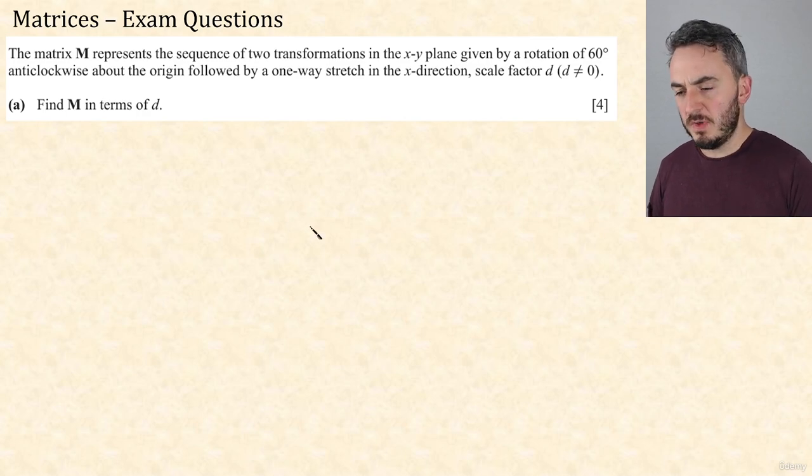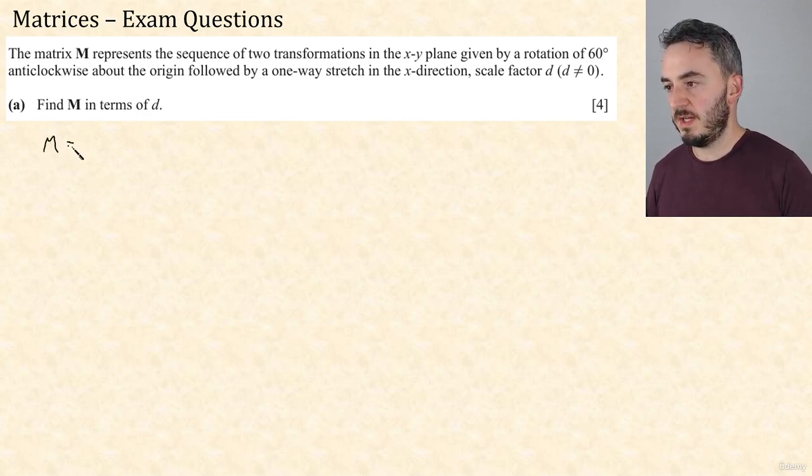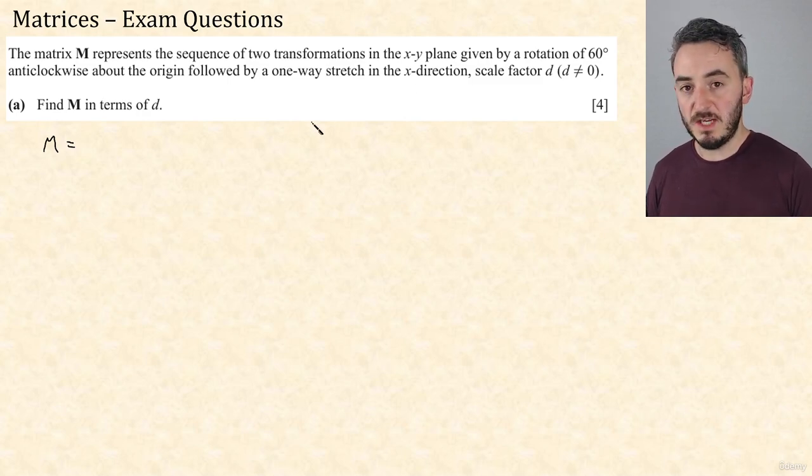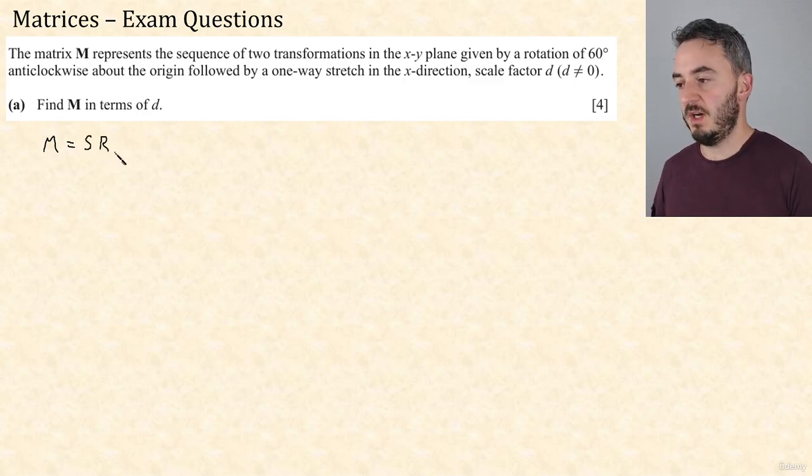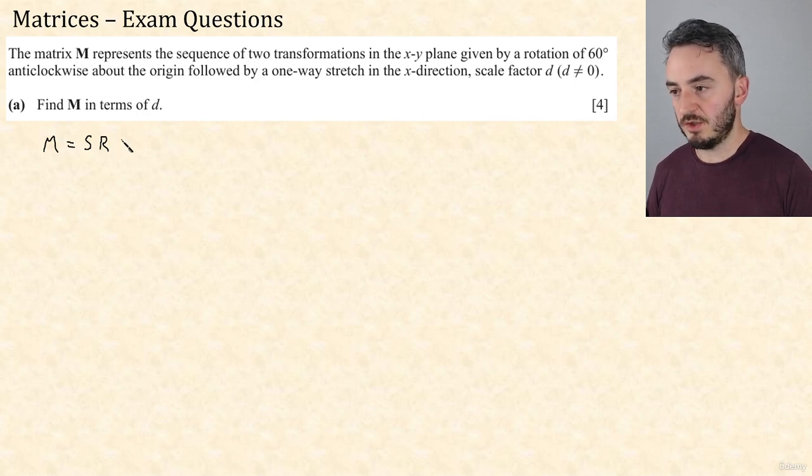Okay, so we need to make sure we get the order correct here. M represents two transformations. It's the rotation first, and then it's the stretch. If we call the rotation R and the stretch S, it's SR. Remember, it's the one on the right which acts first. So we're going to have to work out what R, the rotation matrix, is, and then what S, the stretch scale factor in the X direction, is.